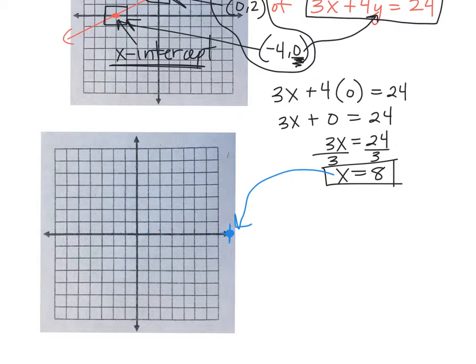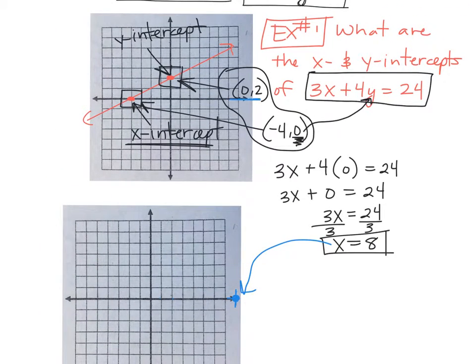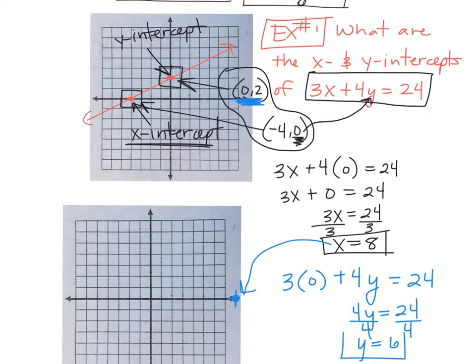If I want to solve for my y-intercept, look back up here. For my y-intercept, my x value was 0. So if I plug in a 0 for x, I will get my y. So if we do that, 3 times 0 plus 4 times y equals 24. 3 times 0 is 0, so I get 4y equals 24. Divide by 4, and I get y equals 6. That's my y-intercept. That's where it hits the y-axis. So I go 1, 2, 3, 4, 5, 6 right here. That means the graph of this would be this line when I connect my x-intercept and my y-intercept.